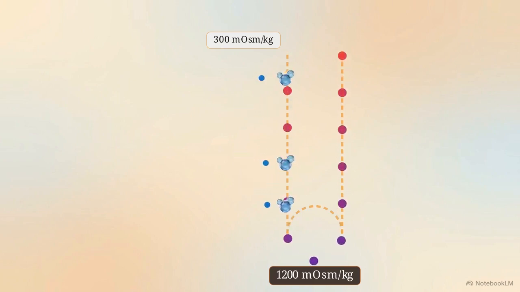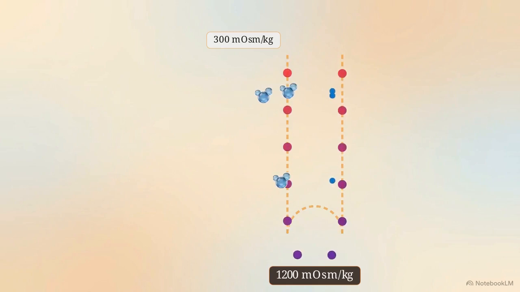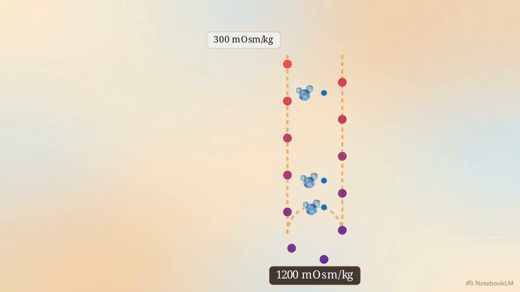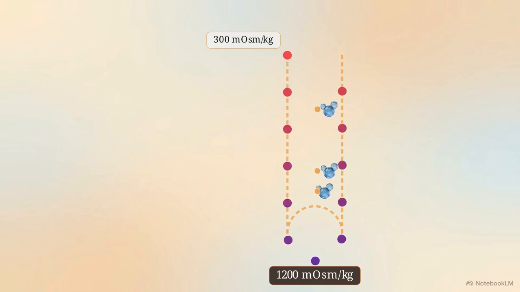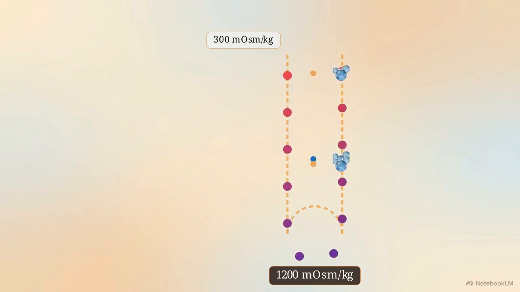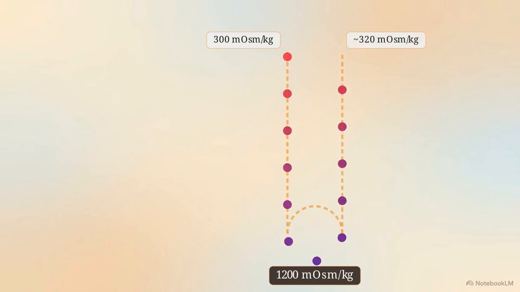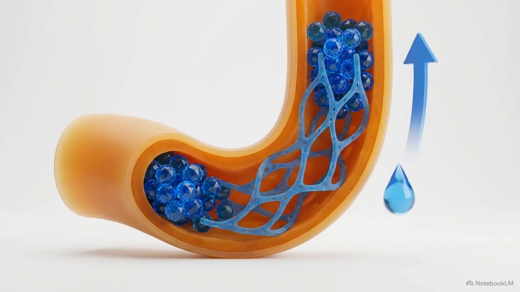As blood plunges into the medulla through the descending vessel, it absorbs solutes and loses water, equilibrating with the 1200 milliosmol environment. But as that blood rounds the curve and ascends, the process reverses. It secretes those solutes back into the interstitium while pulling water back in, returning to a near-normal 320 milliosmols upon exit. Operating as a passive countercurrent exchanger, the vasa recta delivers necessary oxygen and removes reabsorbed water while keeping the essential solutes trapped in the medulla.